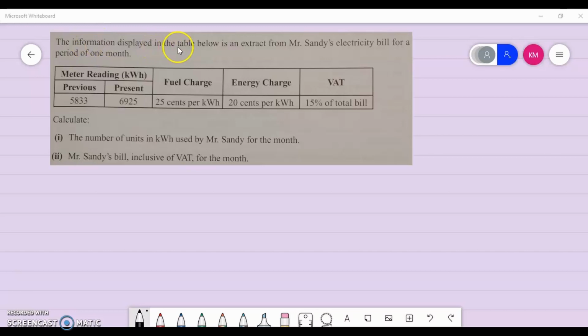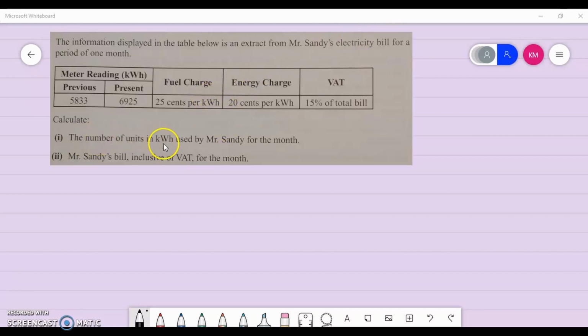The information displayed in the table below is an extract from Mr. Sandy's electricity bill for a period of 1 month. So in this electricity bill, they are showing us what his previous reading was and also what his present reading is. They are telling us what the fuel charge is, the energy charge, as well as the value added tax or VAT. Calculate the number of units in kilowatts per hour used by Mr. Sandy for the month. So what you are also learning here is this units of kilowatts per hour, and that is what is used to measure electricity.